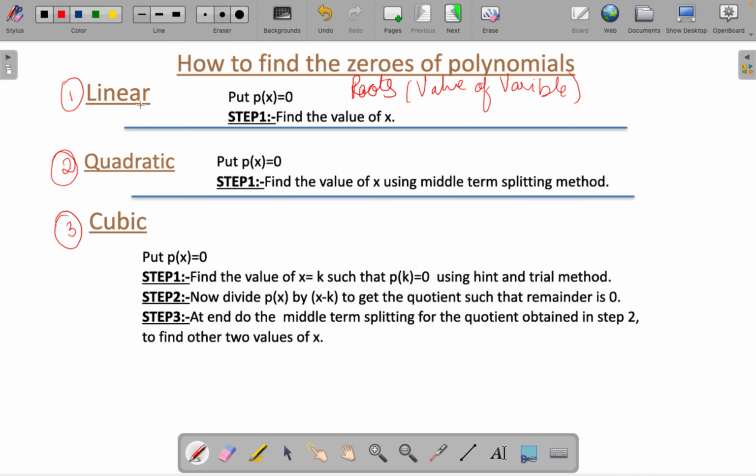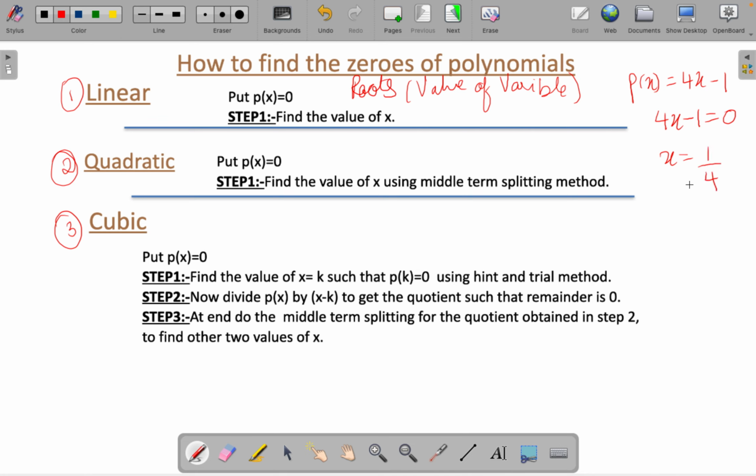To find the zero of a linear polynomial, we will just put whatever our linear polynomial is equal to 0. Suppose it is 4x minus 1, you will put p(x) as 0. This first step is valid for all three. So when you put it as 0, you will get the value of x as 1 by 4.